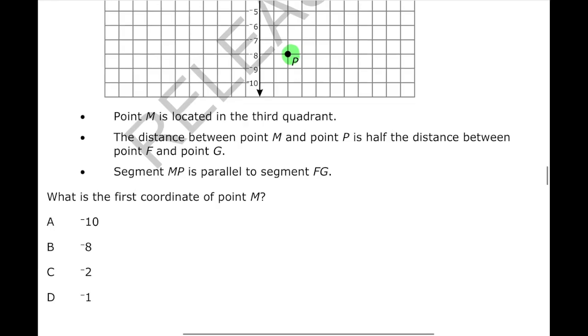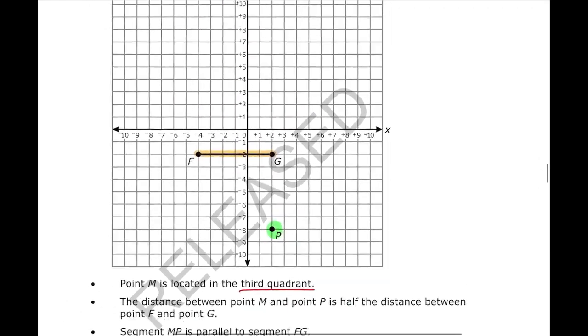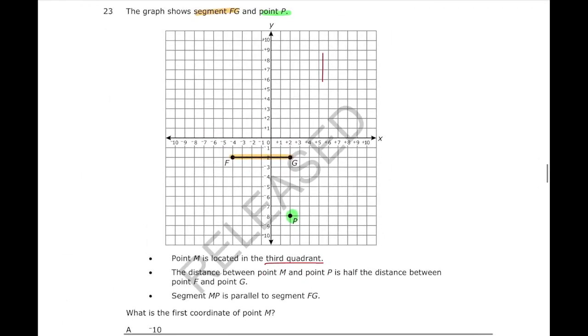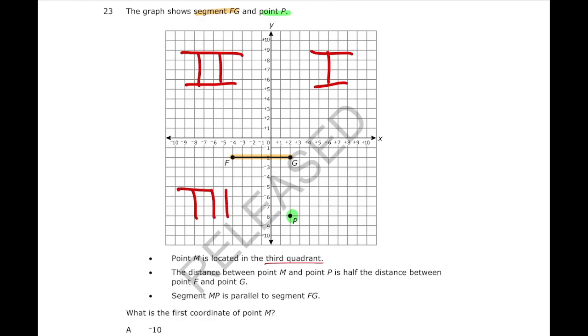It tells us that point M is located in the third quadrant. Hopefully you remember that quadrant 1 is here. This is 1, this is 2, this is 3, this is 4. So we're going to be located in this quadrant right here.